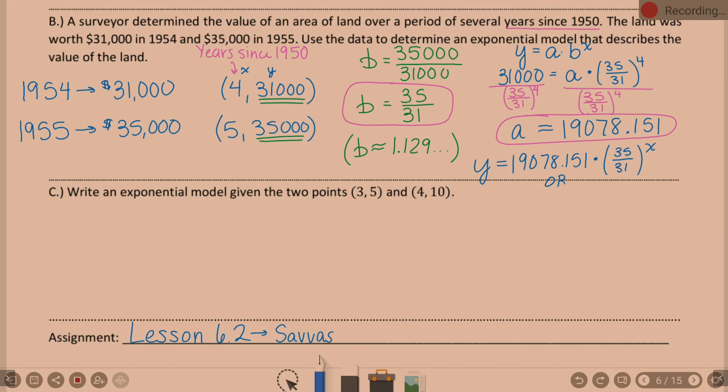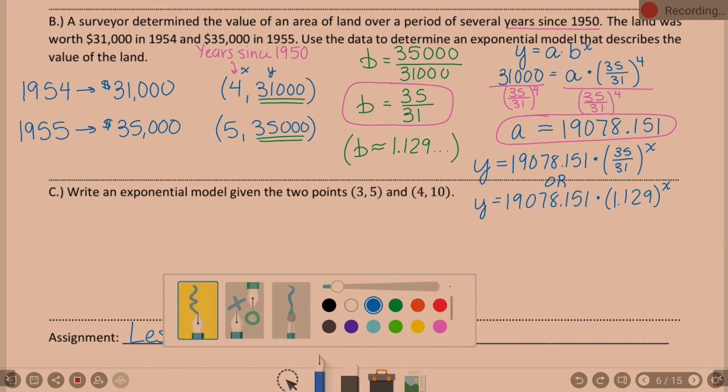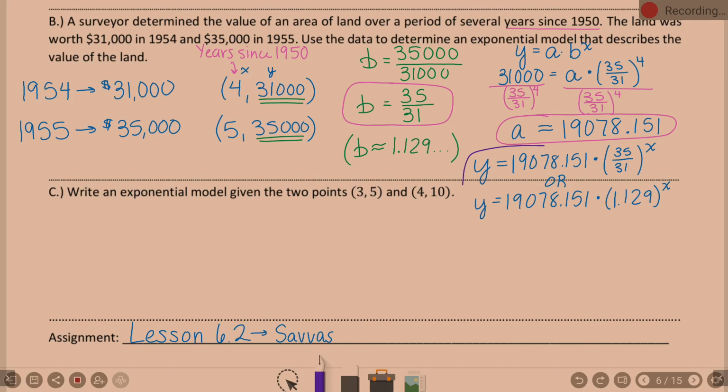So the other option would be y equals 19,078.151 times, what was our B decimal from before? 1.129 raised to the X. Looking at my notes, it looks like I did more decimals. And I think that's what Savas wanted. Now, for me personally, these are both good answers. For Savas, read the little part down in parentheses after the problem that tells you how they want their answer. Okay? Questions there?